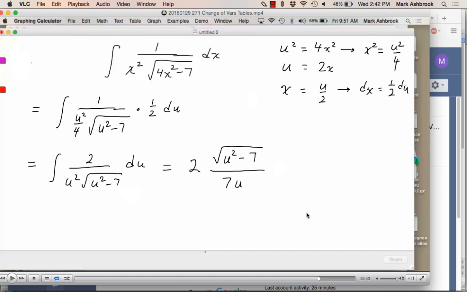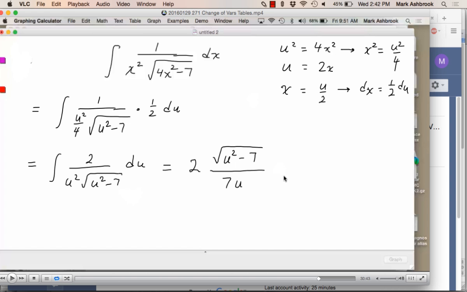So is this the right application of that table formula that we just had? Does that do it? Okay. Well, but now we've got to switch our u back into x. So what was our u again? 2x. Our u was 2x. Our u squared was 4x squared.